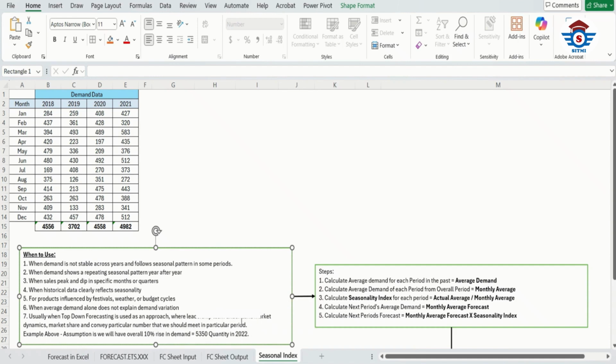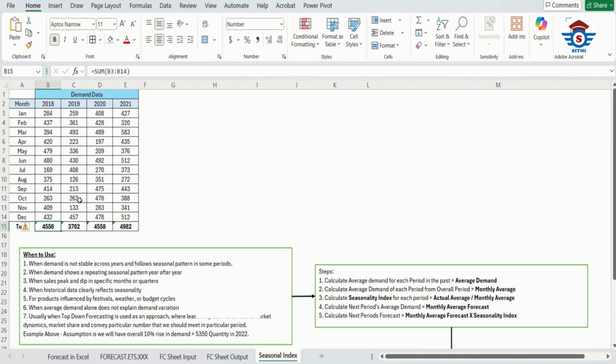As we know, demand will increase by 10% compared to the previous year's demand. Here you can see the data. The data covers the last 4 years of demand, which is 2018, 2019, 2020 and 2021. Further, we have demand for all the months from January to December. For 2018, the demand for January was 284 quantity, and you can see all the demand numbers in this particular table. Lastly, we also totaled the demand numbers for the entire year below.